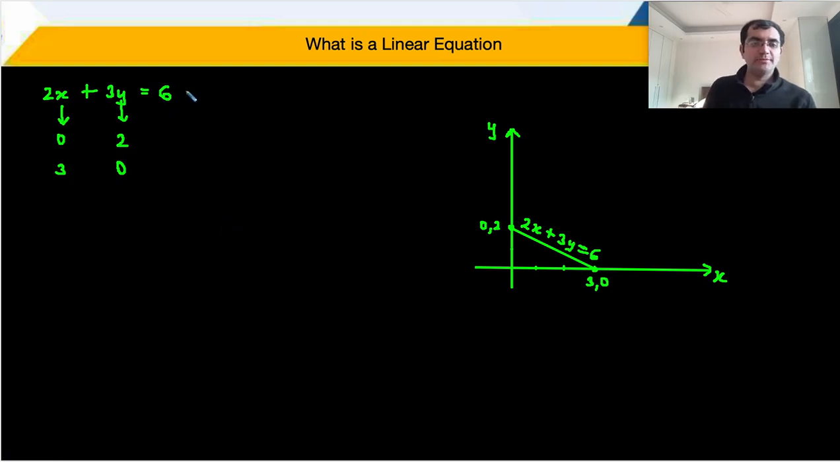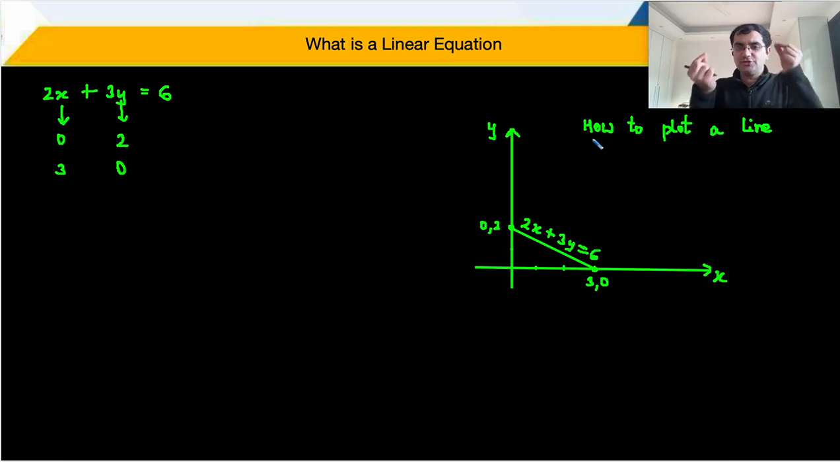Okay, and we can put a certain title over here: how to plot a line. Okay, so how do you plot a line? Put x as 0, find the value of y, put y as 0, find the value of x. You get 2 points. Join the points, and your line will be made. You will get that line. Okay.